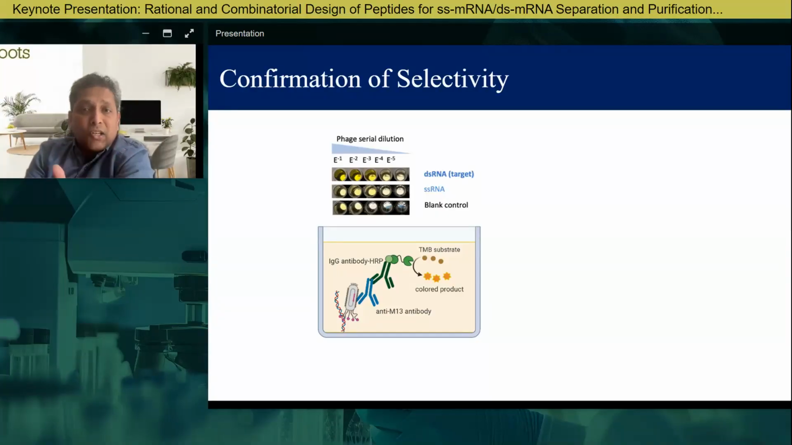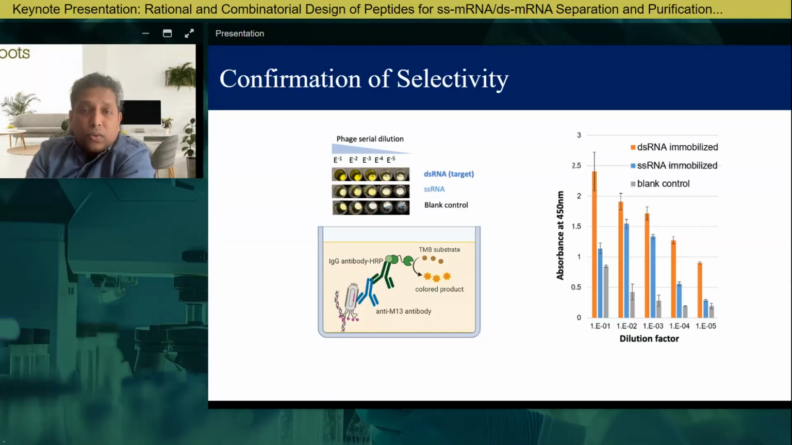We immobilize either single-stranded RNA or double-stranded RNA, or a blank control that has nothing immobilized. And we take those phage pools from the different rounds of screening, and we incubate them with each of these three targets. And then we do an ELISA with an anti-phage antibody to see how many phage have actually bound to the target. And the figure on the right shows those results from ELISA screening. So in orange are bars that show phage that have bound only to the double-stranded RNA. Blue is phage that have bound to single-stranded RNA, and then gray is just a background control.